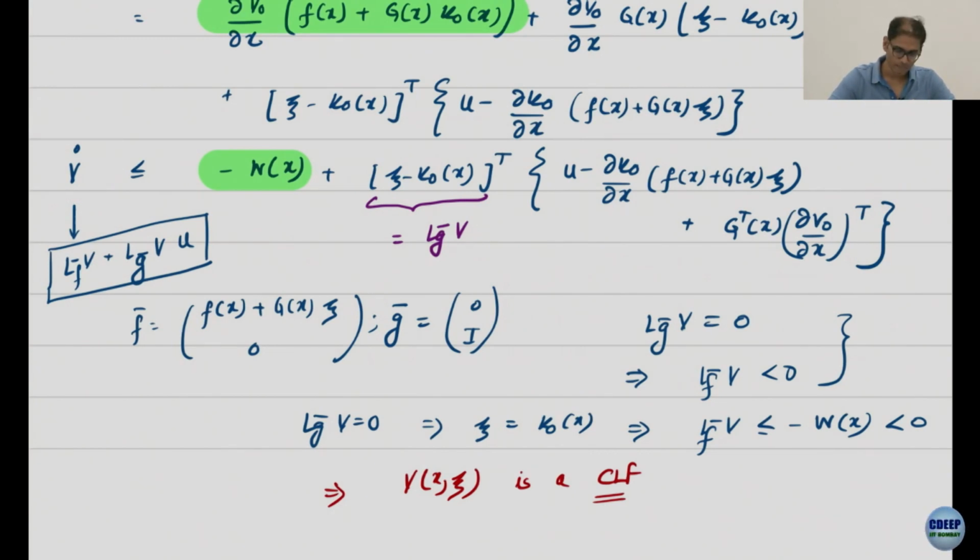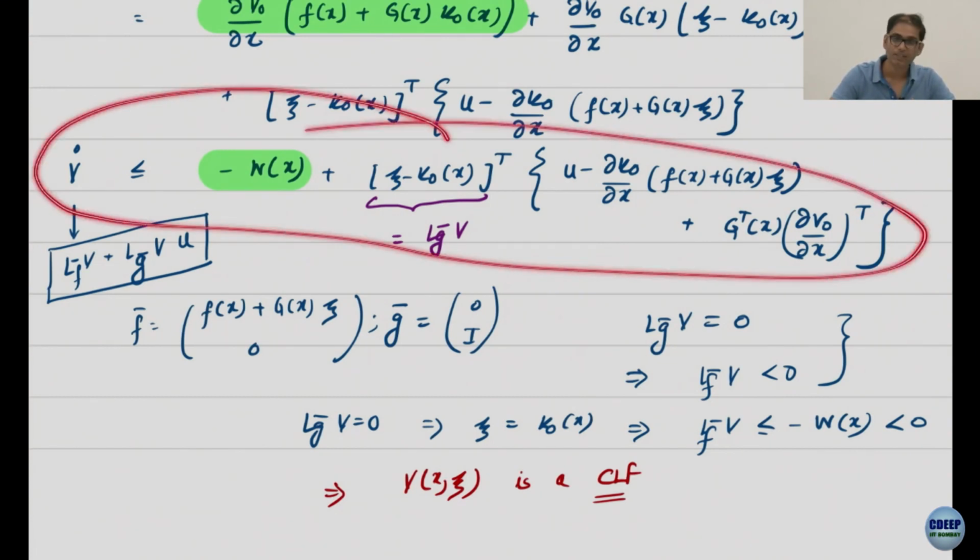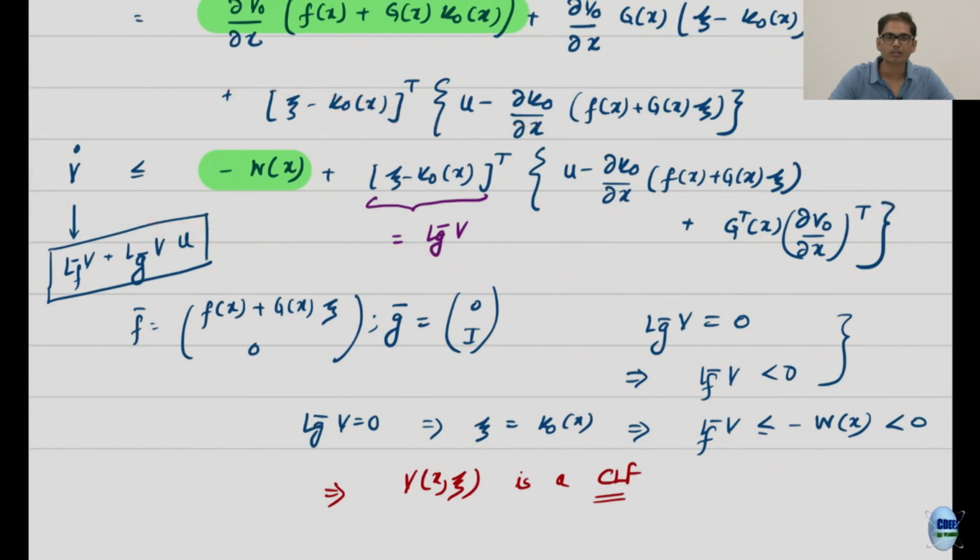Right, you said it's a CLF and all that, excellent. And you can use the Sontag universal formula, obviously. That's one choice. But suppose I ask you, just look at this and tell me what is a stabilizing controller. Can you?